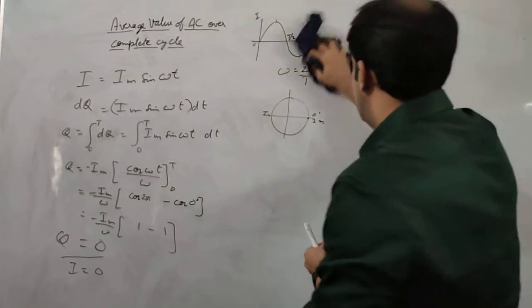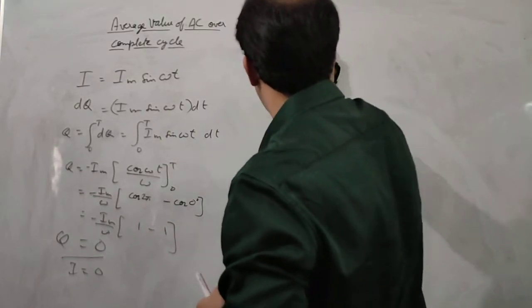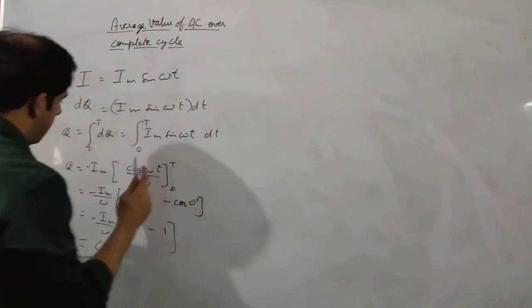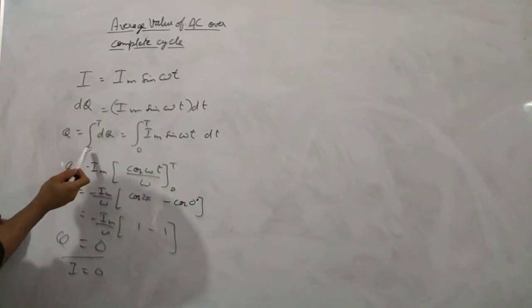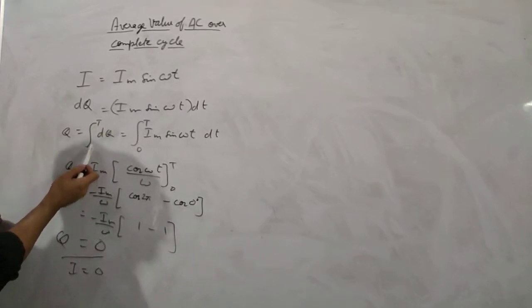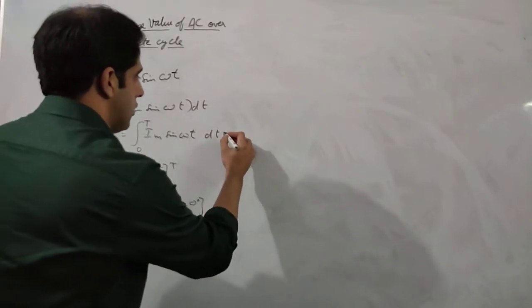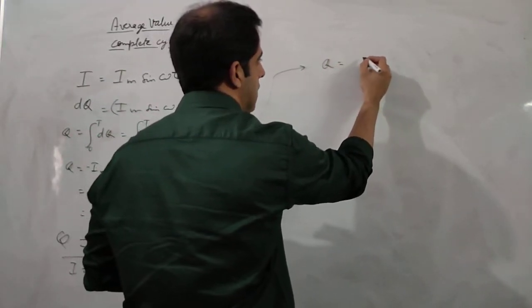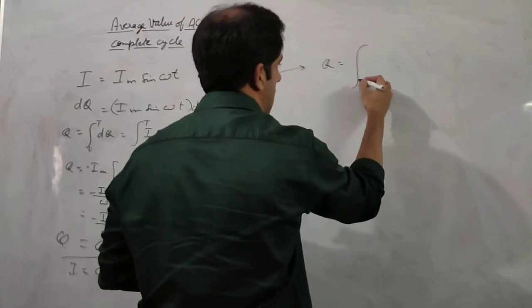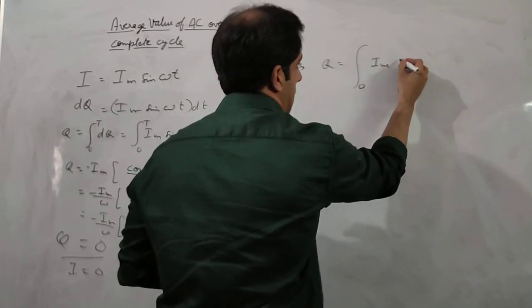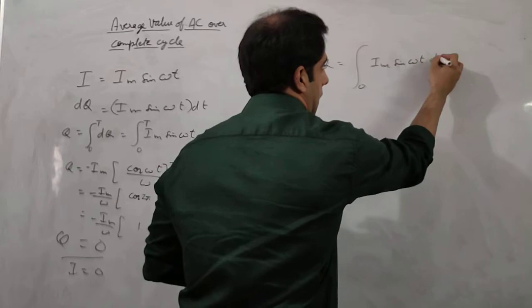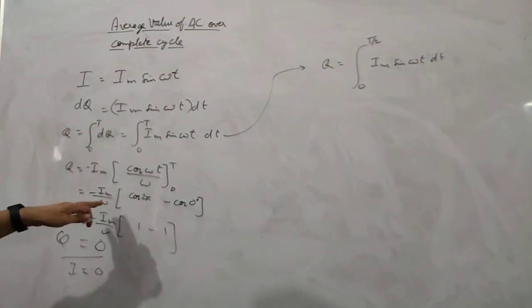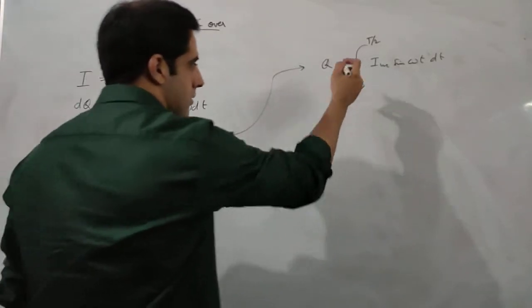So what do we do? We find the average value over only half the cycle. That means instead of integrating to find total charge from 0 to T, we integrate it from 0 to T by 2. So this statement we will write q equals integral from 0 to T by 2. We will do the same thing, and here we will change the limit.